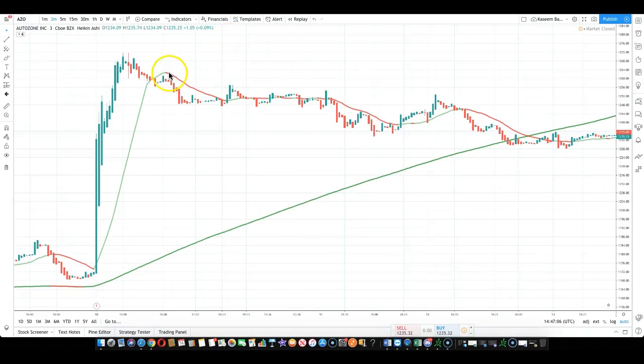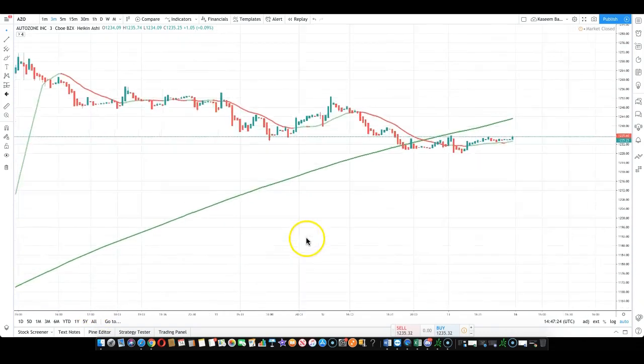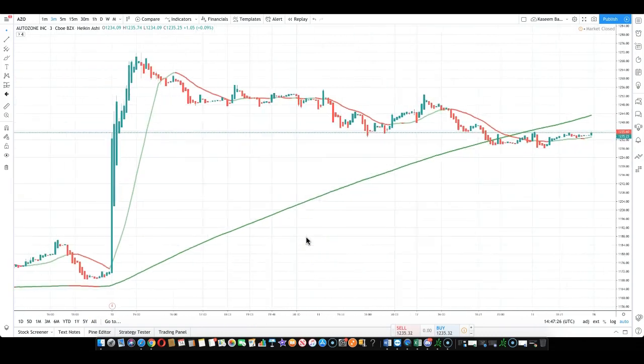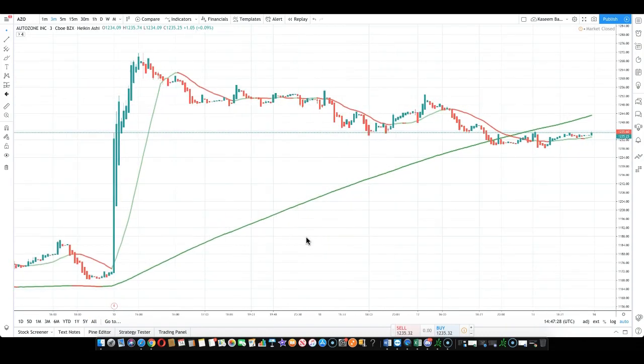So let's get into the trade. This is AutoZone stock right here. And today we're just going to use this trade from last week. I think it's last week Friday, the last trading day of the week.